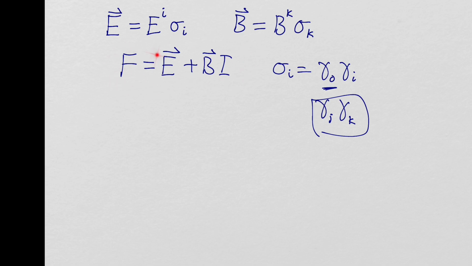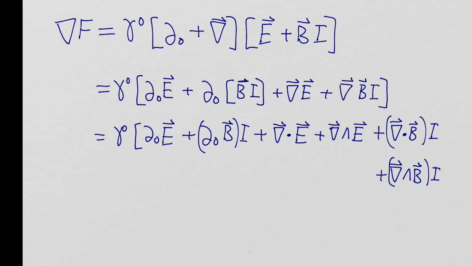This is a bivector, right? It's always going to be a bivector because the dual of a bivector is a bivector. This is a bivector by definition. F is a bivector by definition. So now we're looking for the derivative of F. So let's play around with that.